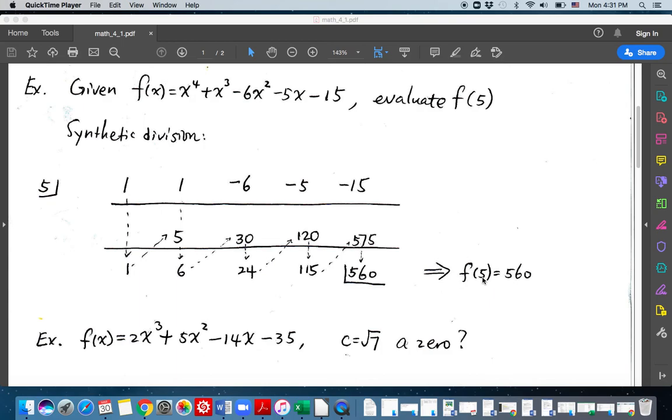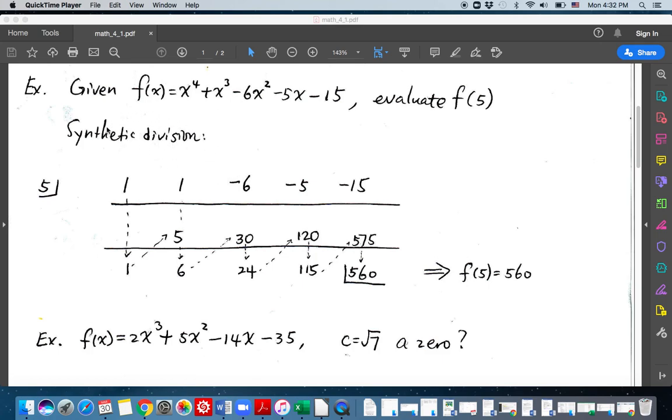Sometimes it's convenient to do so, especially when the degree of the polynomial is high. For example, in this case, it is a degree 4 polynomial. If you choose to evaluate the function by substitution, you have to raise 5 to the power 4. That's going to give you a large number. It seems to be comparable with regards to effort, no matter whether you evaluate the function by direct substitution or through synthetic division.